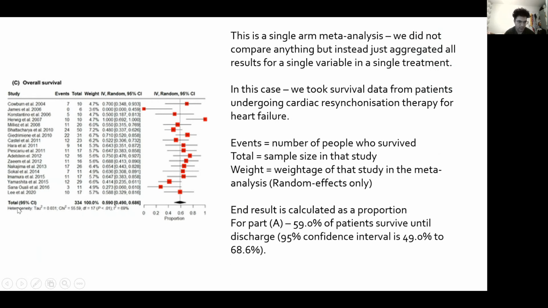The end result, fundamentally, for all this fancy forest plot, is the stuff in bold. That's what you really care about. So we've got a total and a confidence interval. That's going to be your main result. So we've got the sample size, it's 334 people included in the analysis. And then the key result is here, 0.590. That's your survival rate. So for this outcome of overall survival, the pooled result is 0.59, or 59.0% of people survive overall.